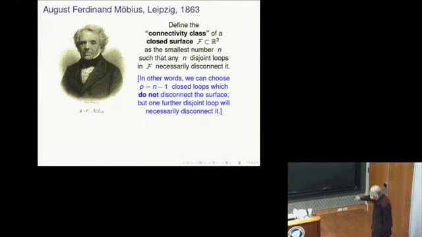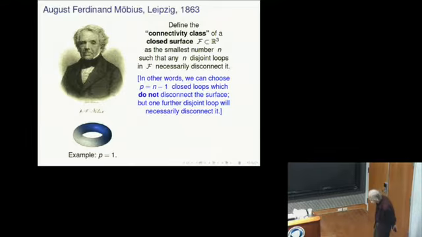And this p is, of course, the same as Riemann's invariant. And then, there's an example with p equals 1. So one loop does not disconnect the surface, but any 2 loops necessarily do.